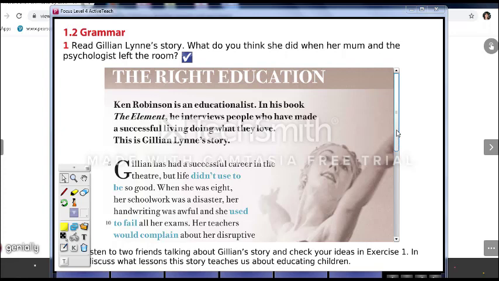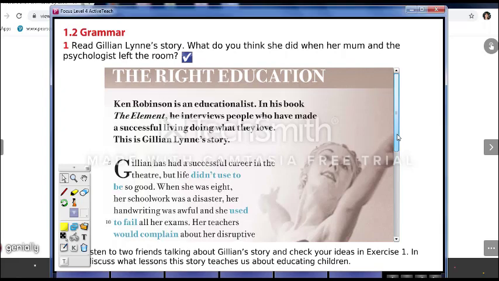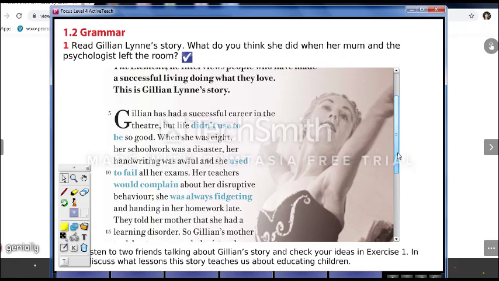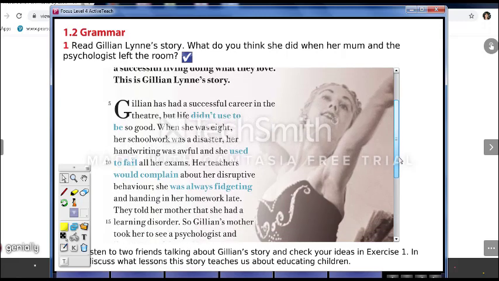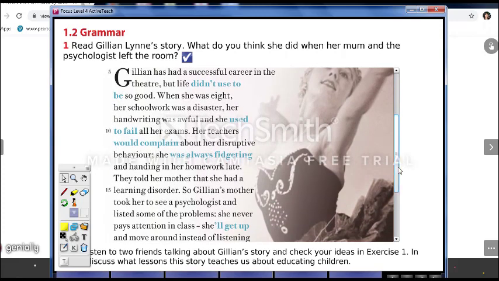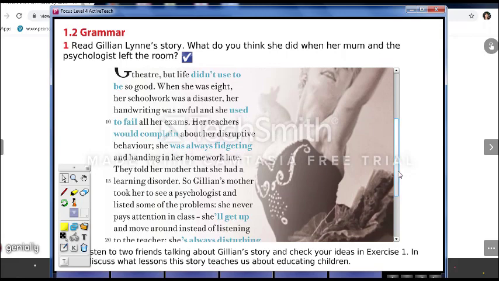Ken Robinson is an educationalist. In his book, The Element, he interviews people who have made a successful living doing what they love. This is Gillian Linnet's story. Gillian has had a successful career in the theater, but life didn't used to be so good. When she was 8, her schoolwork was a disaster. Her handwriting was awful, and she used to fail all her exams. Her teachers would complain about her disruptive behavior, and she was always fidgeting and handing in her homework late.